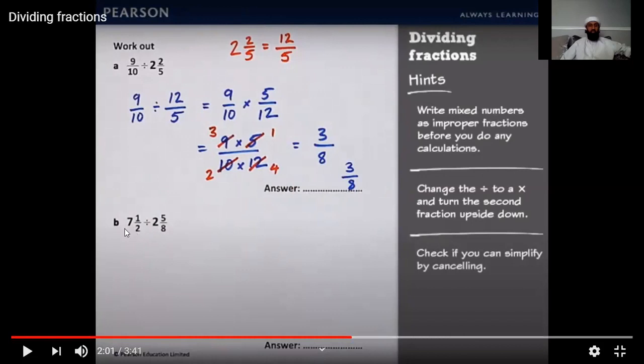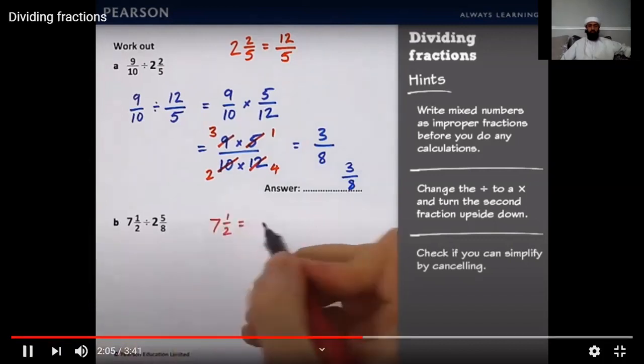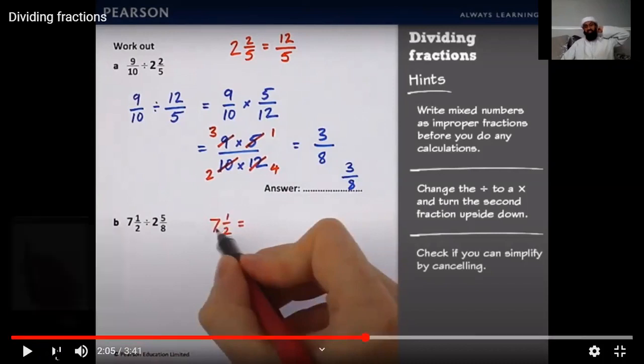Let's go to part B. 7 1/2 divided by 2 5/8. Okay, so we've got 2 mixed numbers. Both of them this time round, you will need to convert into improper fractions, which means that the numerator is going to be bigger than the denominator. So how many 7s go? 7 times 2 is 14, and plus 1 is 15. 15/2.